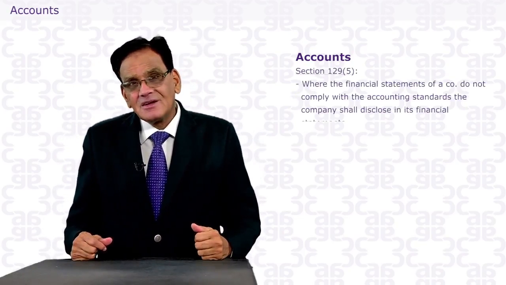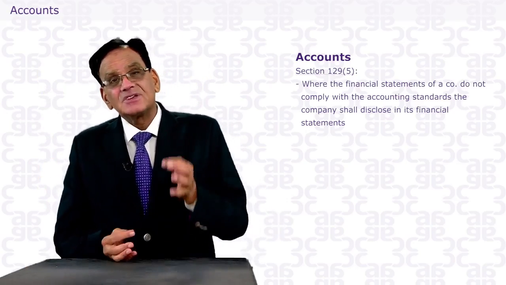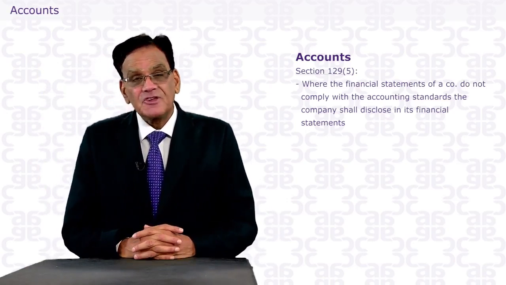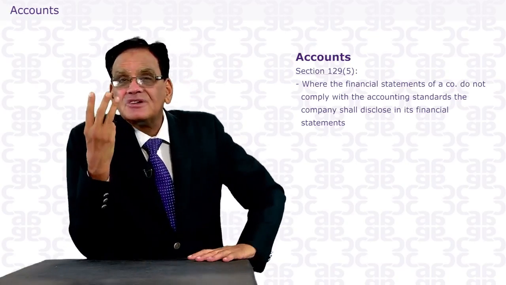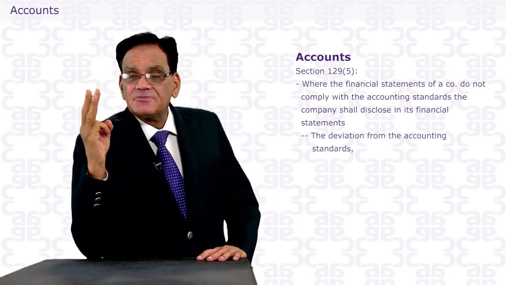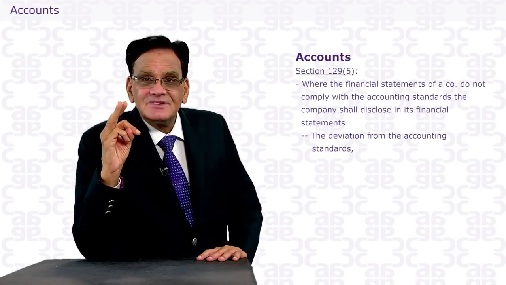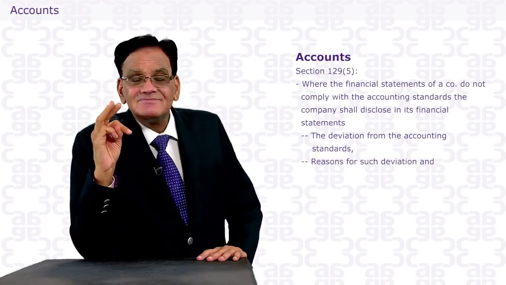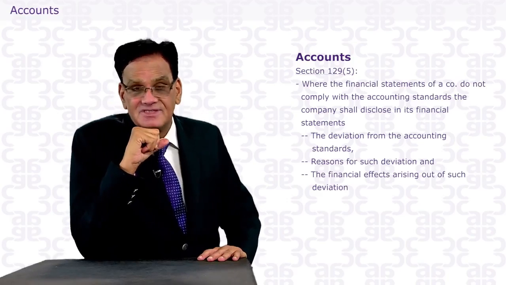Suppose we do not comply with the accounting standards. Applicable accounting standards we have to comply with. But suppose we don't comply, what do you have to do then? Then section 129 says, if your financial statement does not comply with the accounting standards, then you do three things. In the financial statement, you indicate the fact that we have not complied with the accounting standards. Why you have not complied? Give the reasons. And what is the financial effect? Give the financial result as well.